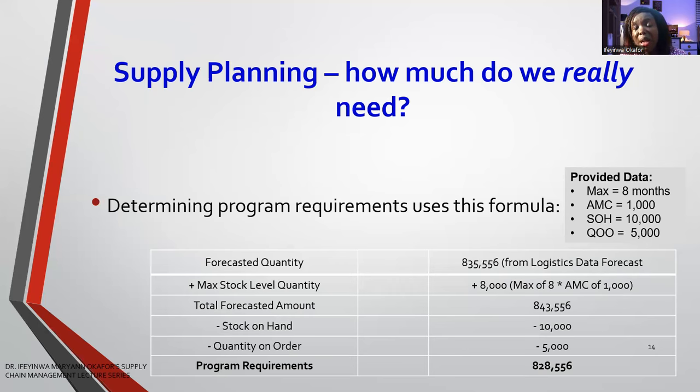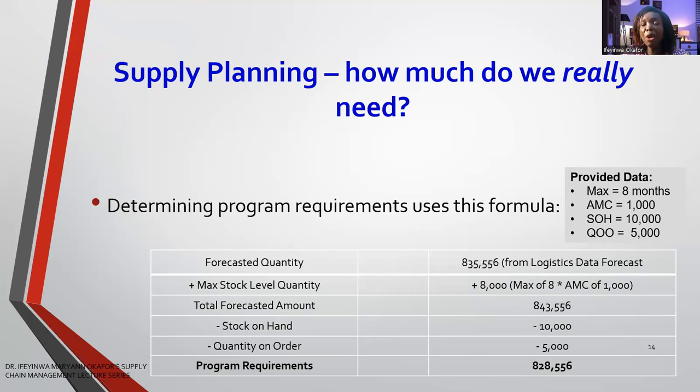828,556. So the program requirement, that is the amount that we actually need to procure. That is the amount that we actually need to procure.